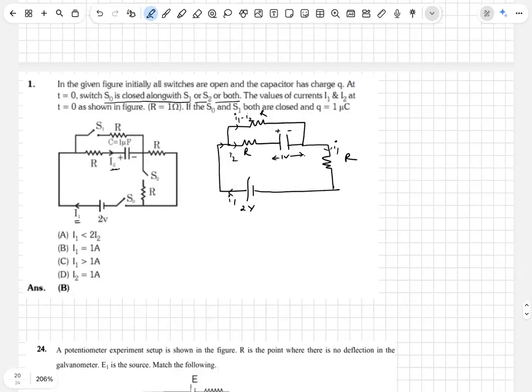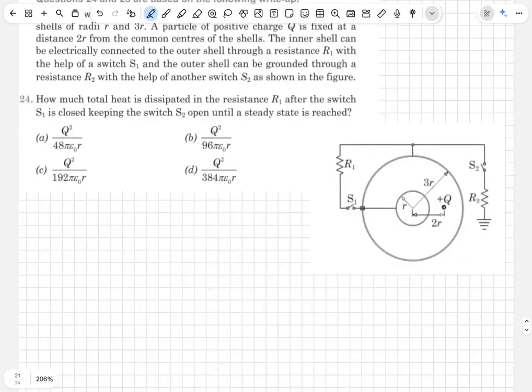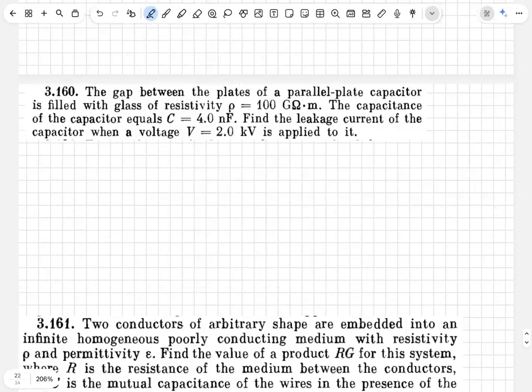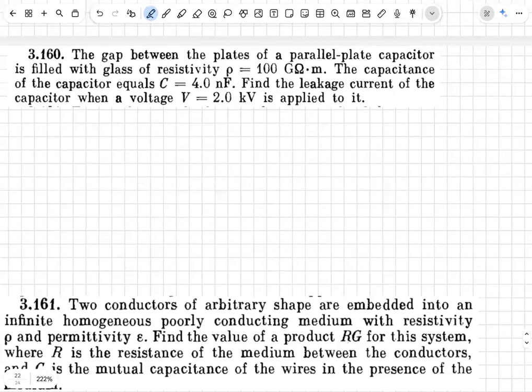Now, this we have already done yesterday. I'll come to this later, before which we will work on the same area, leaky capacitor again. Question 3.160, the Irodov question. The gap between the plates of a parallel plate capacitor is filled with glass of resistivity.